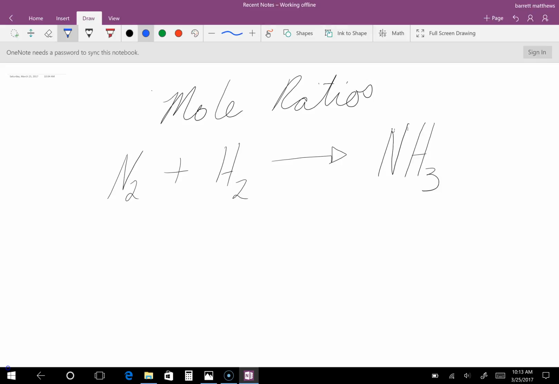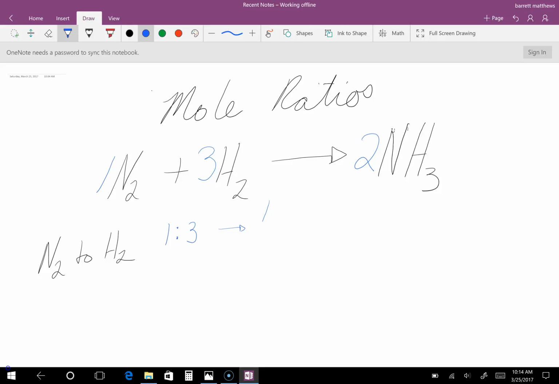I will change the color to blue so that you will notice these are the coefficients that I'm changing. These coefficients represent molar amounts for the chemicals. These coefficients are what I'm going to use to write my molar ratios. So, nitrogen to hydrogen would be a 1:3 ratio.